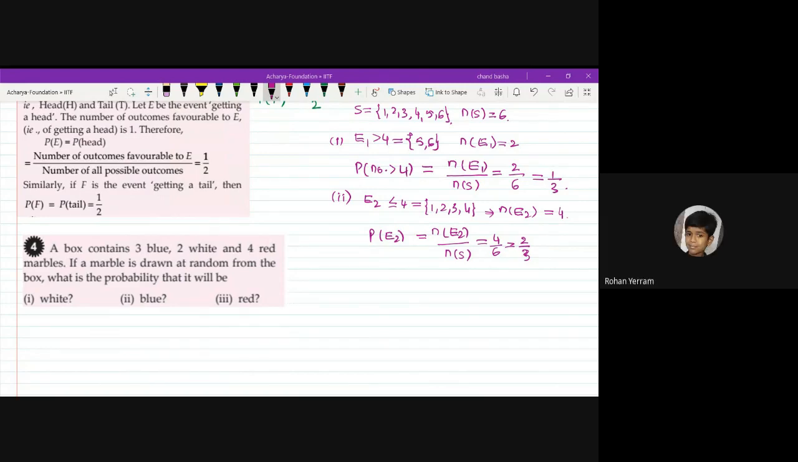Done. Sir, done. Yeah, sir. Just 1 minute. Ritvik and Rohan, just 1 minute. Yes, Ritvik, what is the answer for white? White is 2 by 9, sir. White is 2 divided by 9. 4 plus 3, 7 plus 2. 2 by 9. Vikram, is it the correct answer? White? 2 by 9. Vikram?